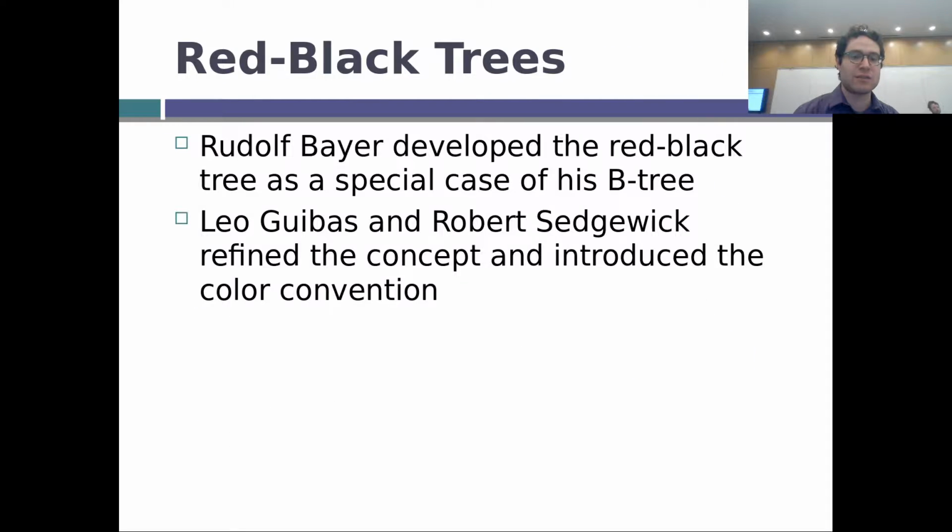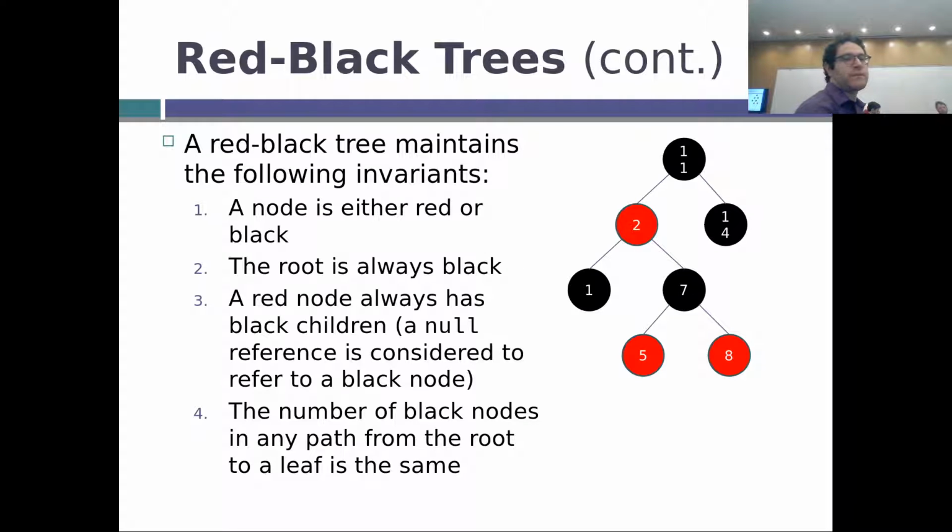So what you do is that you color nodes and maintain these rules. Everything is either red or black. The root is always black. Red nodes always have black children, and nulls are considered to be black nulls for the purposes of counting. And then the path from the root to any leaf has the same number of black nodes in it. So 1, 2, 1, 2, 1, 2, right? So all the paths have the same number of black nodes.